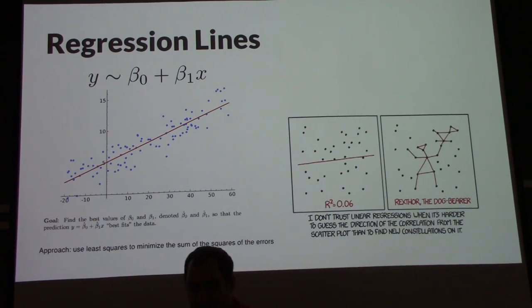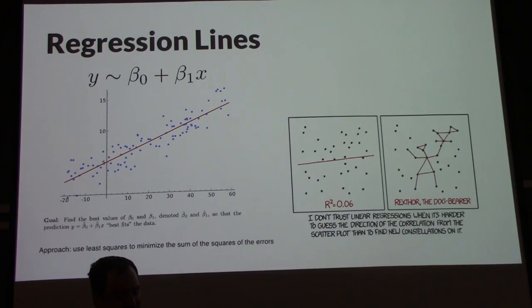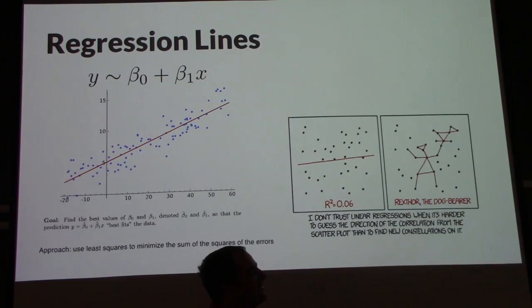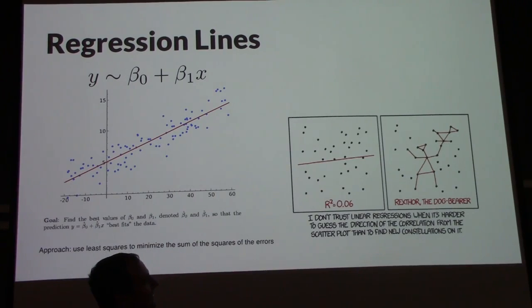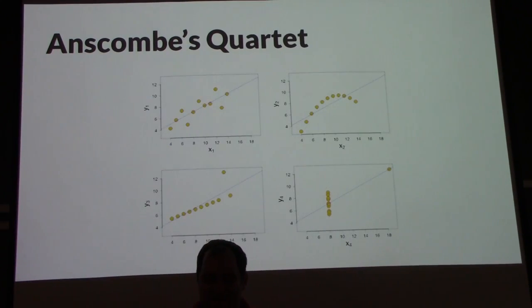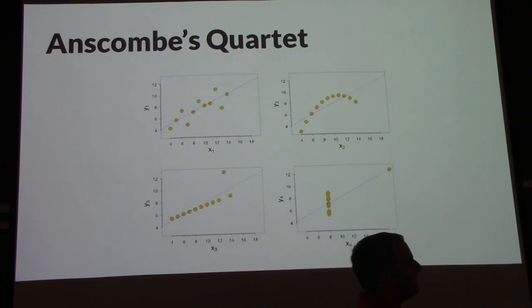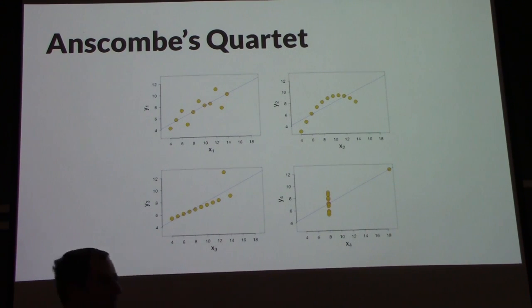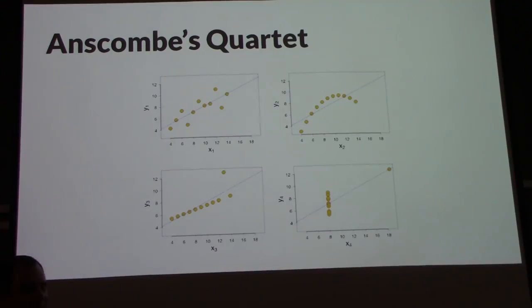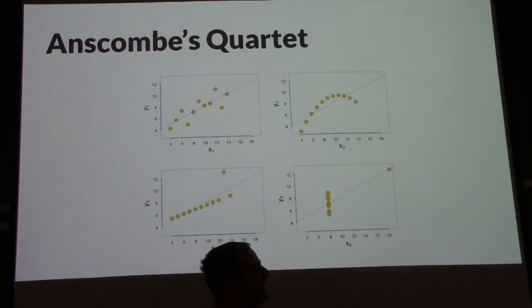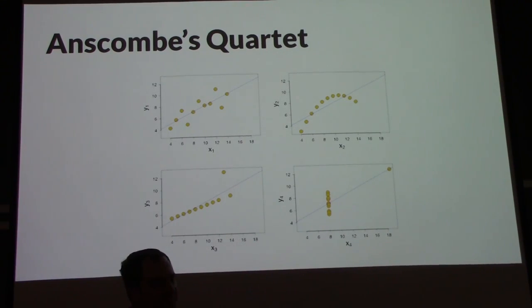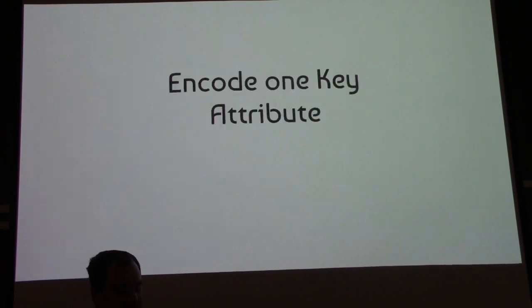And I just like this XKCD comic: "I don't trust linear regression when it's harder to guess the direction of the correlation from the scatter plot than to find new constellations in it." So don't make any inferences about trends with very low R-squared values, where you basically cannot spot a correlation. And a word of warning: you can always calculate a regression line, but you should be aware of the problems that we talked about with Anscombe's quartet. Those four data sets have exactly the same linear regression, the same mean, and the same standard deviation, but they look very different. So it's again a point for visualization.